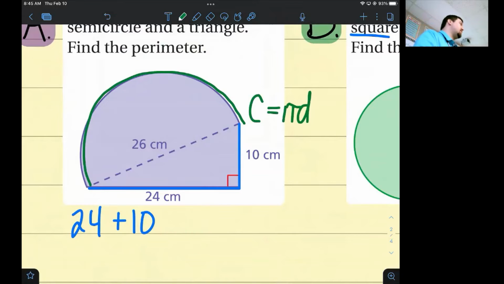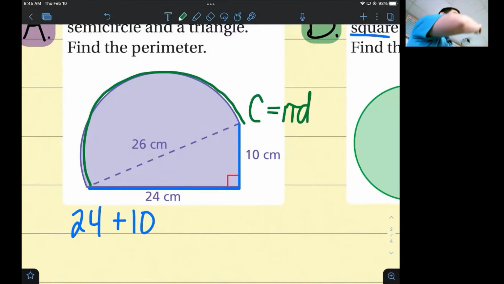Do I know what the diameter of my semicircle is? What is it, Hunter? What's the diameter of the semicircle? What's the diameter of that purple semicircle? You just found the radius. The radius is 13. Don't overthink this. It's just 26, right? It's kind of nice when they give you the diameter. Of course, if they give you the radius, I have to get the diameter from that. But yeah, this 26 centimeters, this distance right there is my diameter.